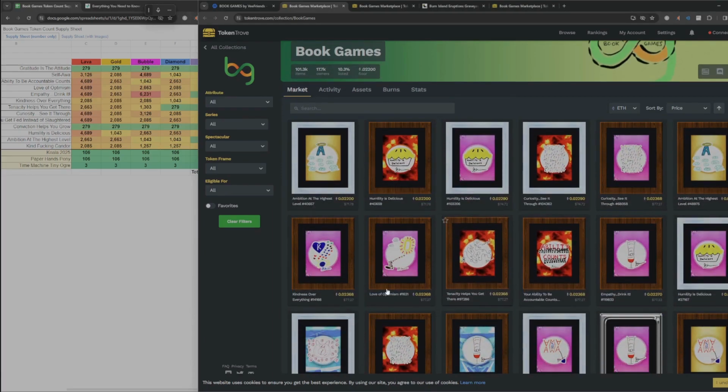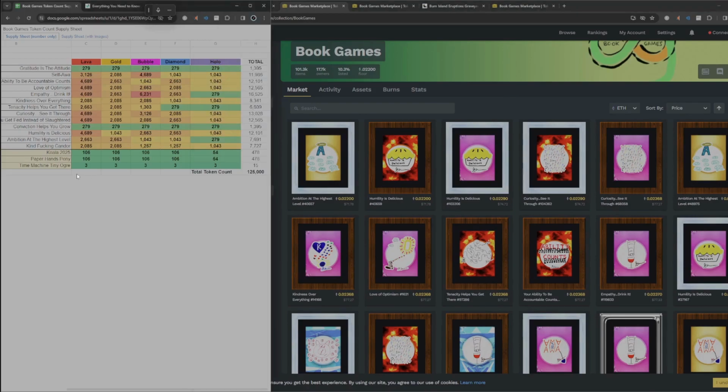Like here, we have a Tenacity helps you get there. What is that in Lava? Lava wood. Okay, that's interesting. 77 versus. See, this is where it gets interesting to kind of try to start chunking those differences.